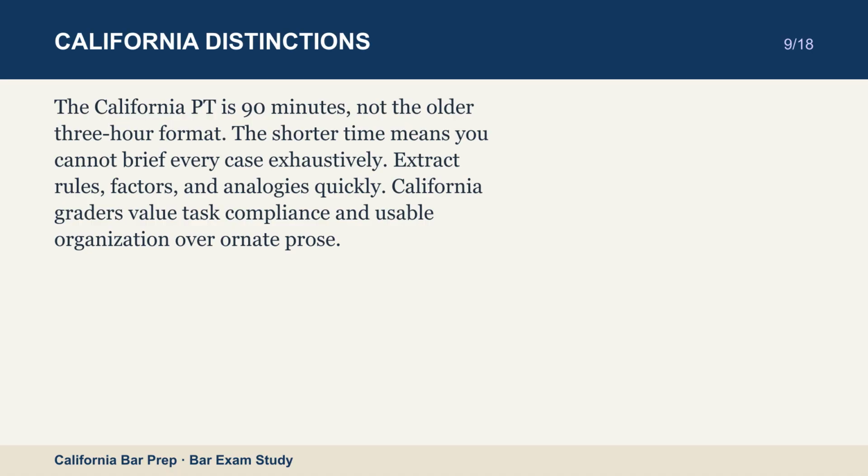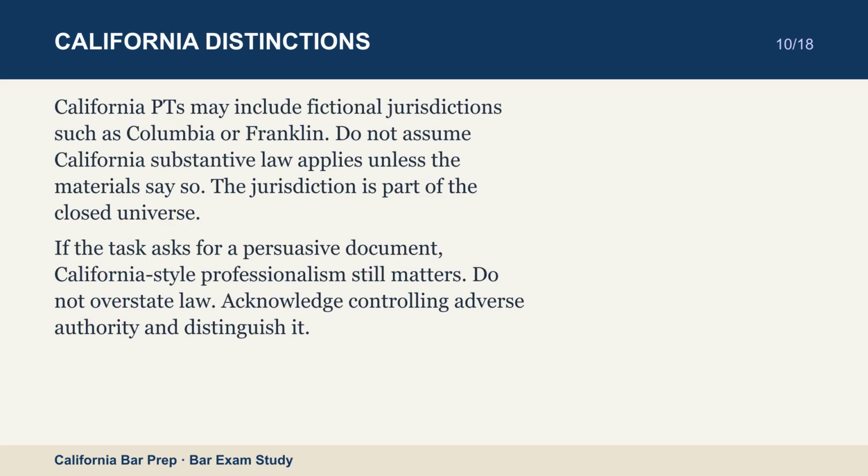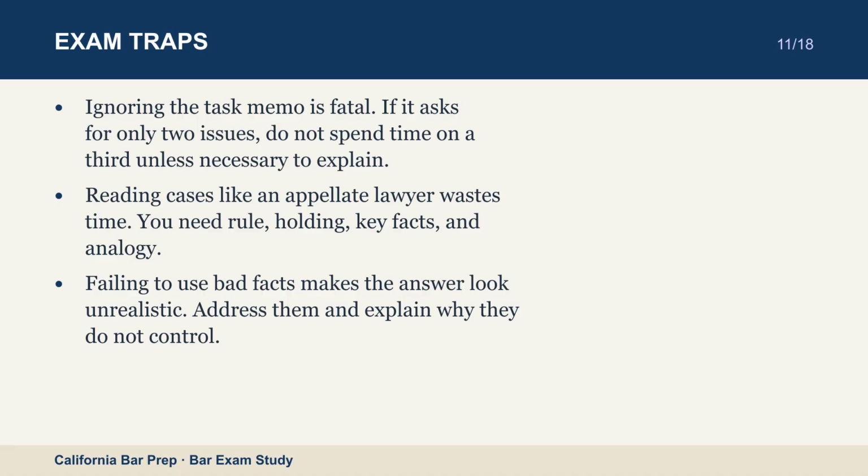California PTs may include fictional jurisdictions such as Columbia or Franklin. Do not assume California substantive law applies unless the materials say so. The jurisdiction is part of the closed universe. If the task asks for a persuasive document, California-style professionalism still matters. Do not overstate law. Acknowledge controlling adverse authority and distinguish it. Ignoring the task memo is fatal. If it asks for only 2 issues, do not spend time on a third unless necessary to explain.